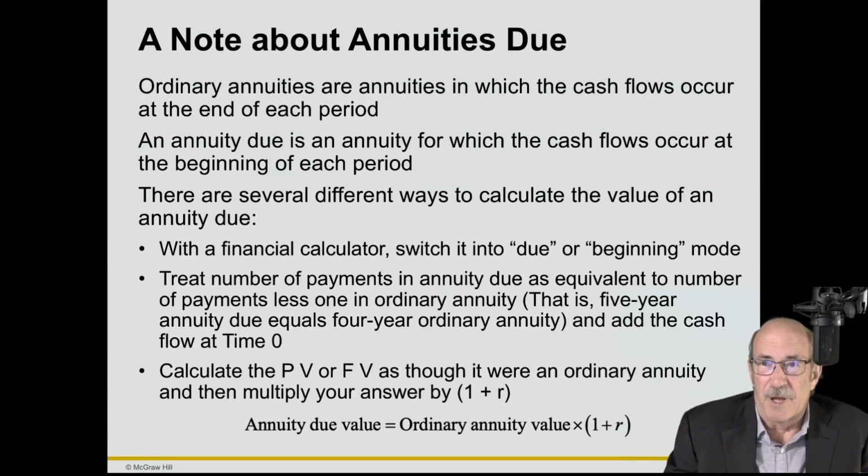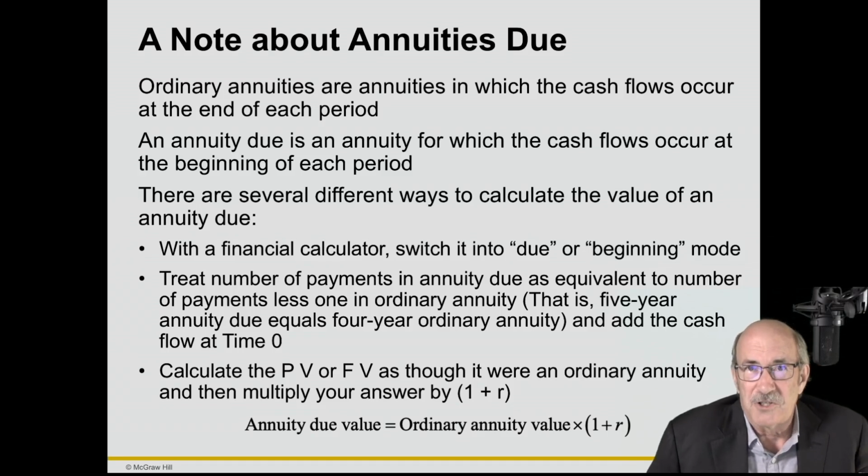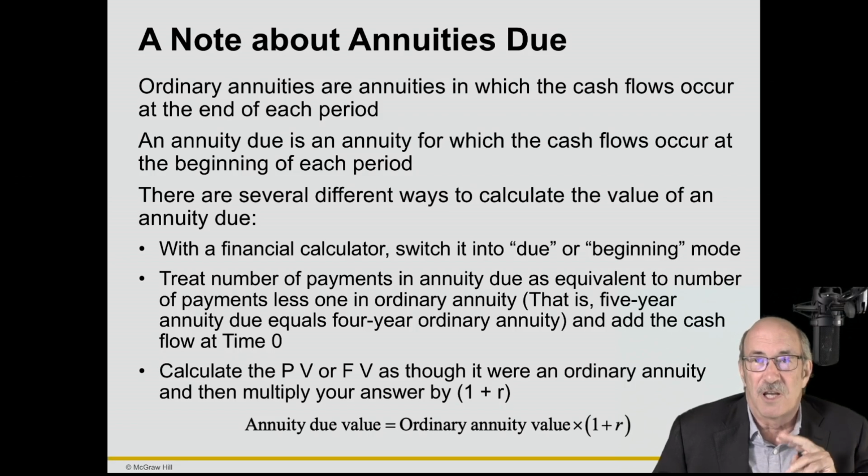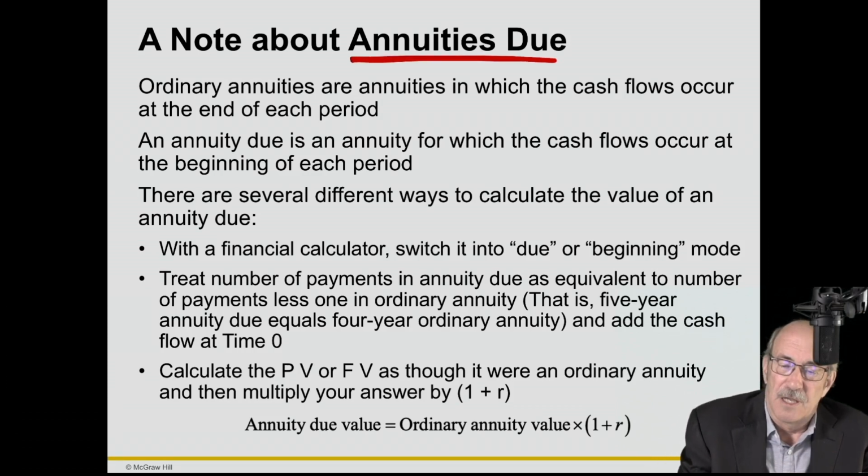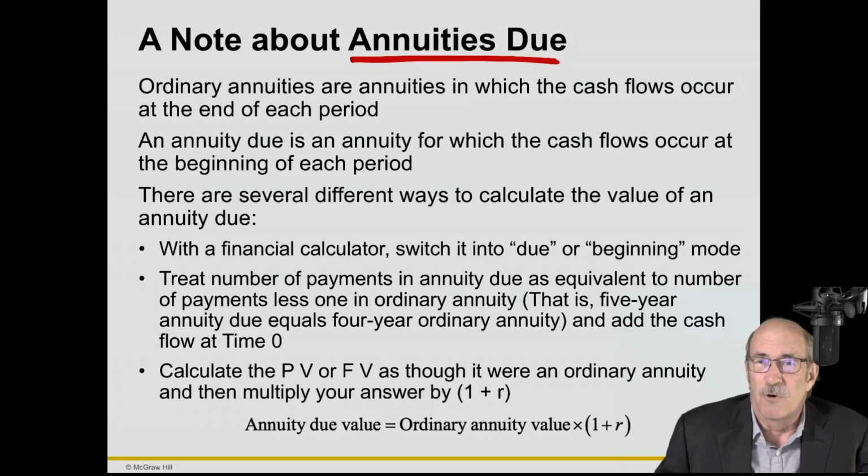This is a note about a different type of annuity. We haven't mentioned this yet, but there are really two types of annuities. There's what's known as an ordinary annuity, and that's what we've been working with. An ordinary annuity is one where the payment occurs at the end of the period. An annuity due is different than an ordinary annuity in that the payment occurs at the beginning of the period.